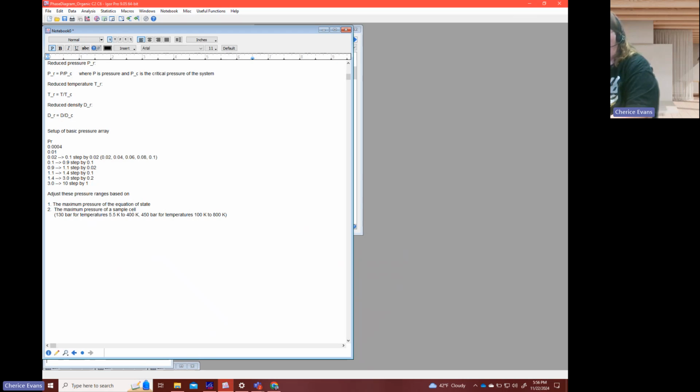Now I also need to set what isotherms I'm going to look at. So in a pressure versus density graph, the lines are different temperatures. So that basically means I need to set up a series of temperatures at which I'm going to calculate the density as a function of these pressures.